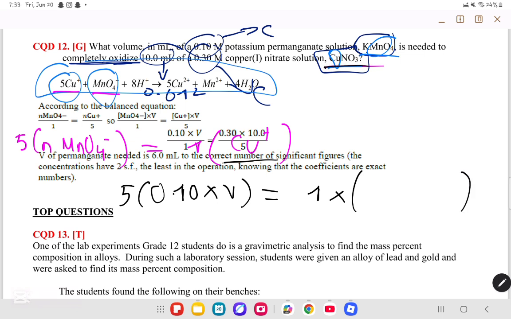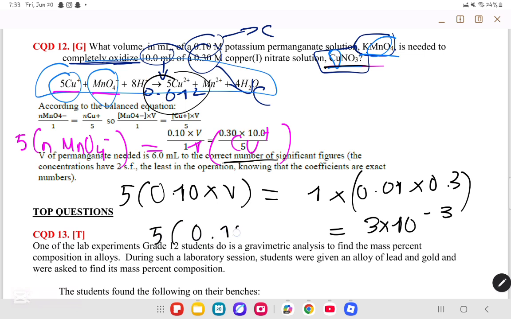It's very simply the volume, which is 0.01 liters, times the concentration, which is 0.3. So 1 times 0.01 times 0.3 gives 3 times 10 to the power of -3, which is equal to 5 times 0.1 times V. Now divide both sides by 5, and you will be left with 0.1 times V is equal to 3 times 10 to the power of -3 divided by 5, which is 6 times 10 to the power of -4.